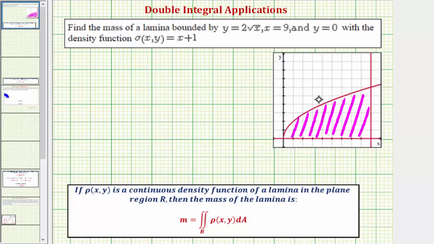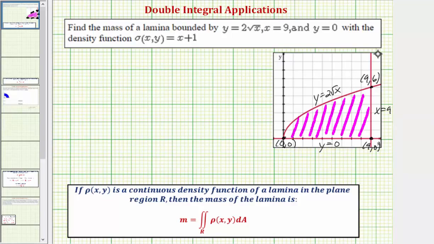We'll notice how this top curve is y equals 2 times the square root of x. This horizontal line is y equals 0, and this vertical line is x equals 9. Let's also determine the coordinates of the corner points here. We have the origin, which would be (0, 0). Here we have the point (9, 0). Here we have the point (9, 6).